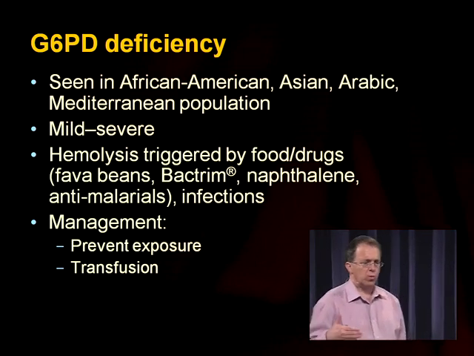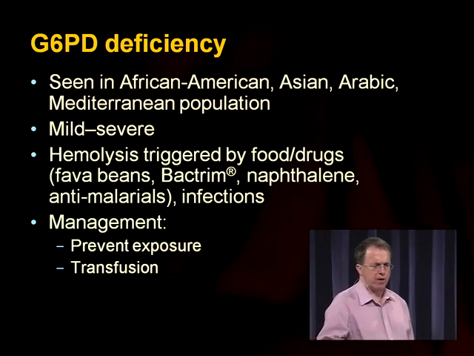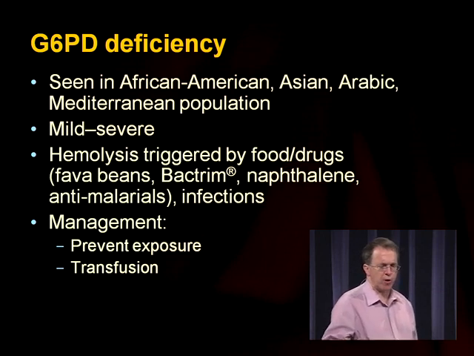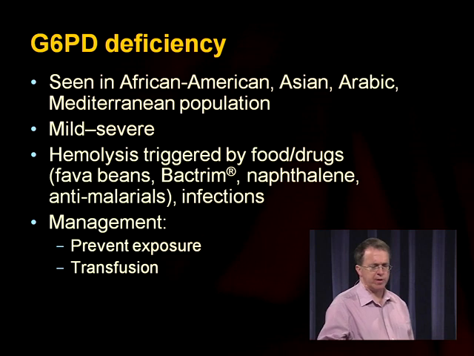Well, we said our patient was from the Mediterranean, right, or Asian, or Middle Eastern, Arabic. So it's often seen in African Americans, Asians, people of Arabic descent, or basically people from that Mediterranean part of the world. It can be very mild, or it can be severe, and the hemolysis classically can be triggered by food or drugs.